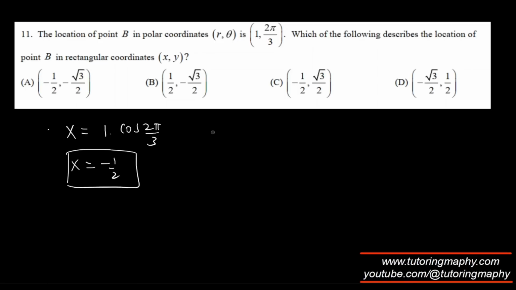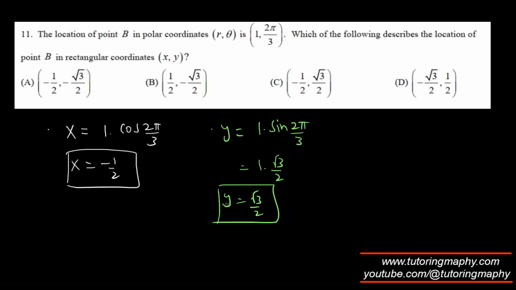And for the y coordinate, it's r sine theta. So 1 times sine of 2 pi over 3. Sine pi over 3 is root 3 over 2. 2 pi over 3 is in quadrant 2, where sine is positive. So that's just root 3 over 2 again. So y is root 3 over 2. So negative 1 over 2, root 3 over 2 is option C.